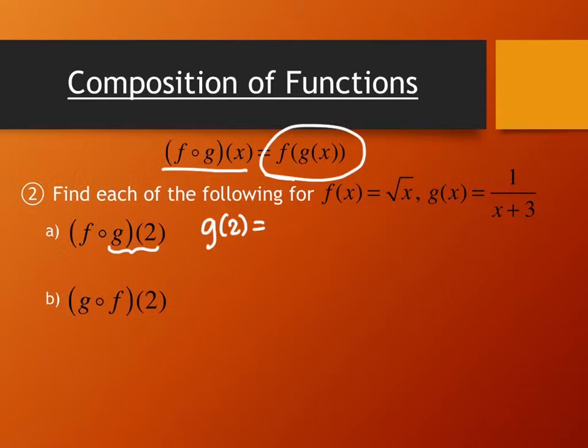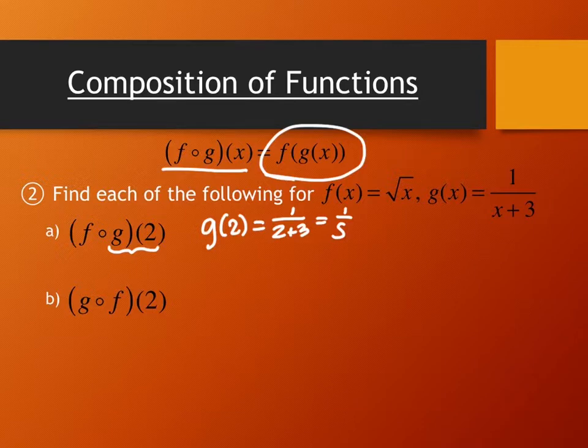Okay, we already know how to do that. We've been doing that now for several lessons. What do I do to find g of 2? Plug in 2 for all the x's in the g equation, right? My g equation is 1 over x plus 3. So this would be 1 over 2 plus 3, which is 1 over 5. So far, so good? Just found g of 2.